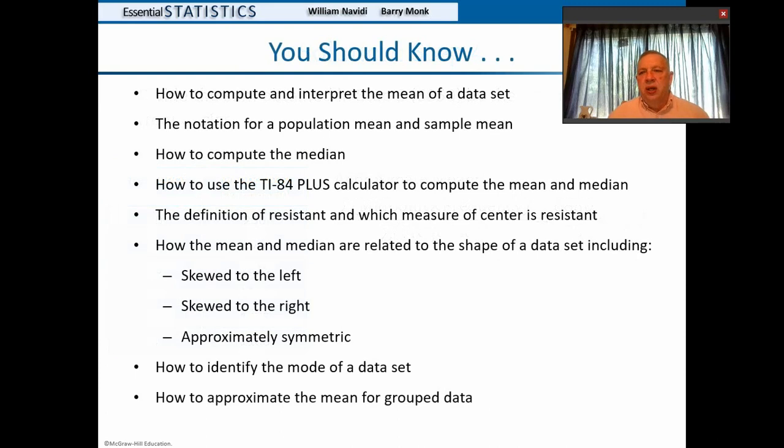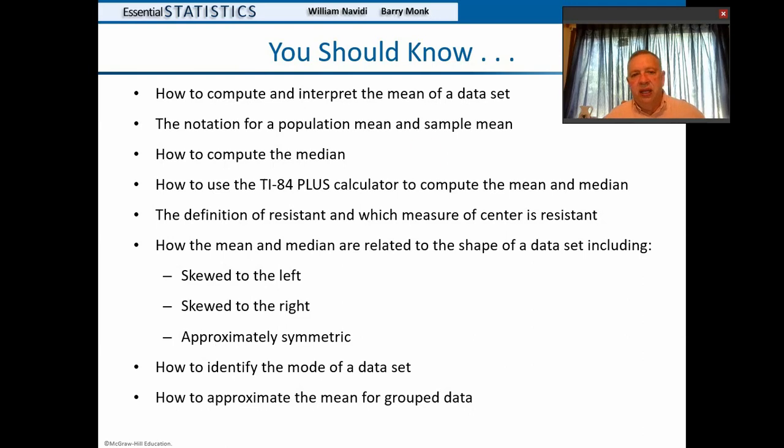Okay. So at this point, remember we talked about how to compute and interpret the mean of a data set, either population or sample. We use mu for a population mean, x bar as the mean of a sample. Those were the notations, x bar and mu. How to compute the median depends. We order the data from least to greatest. If it's even, I find the middle two and average those two numbers. If it's odd, I find that middle number, and that is the median.